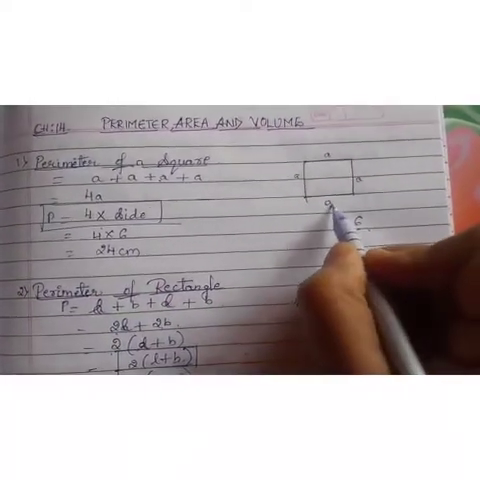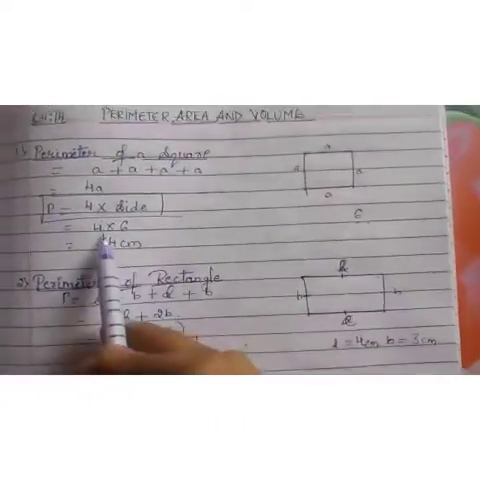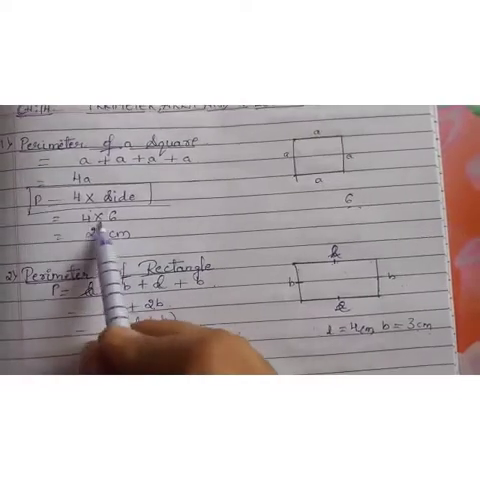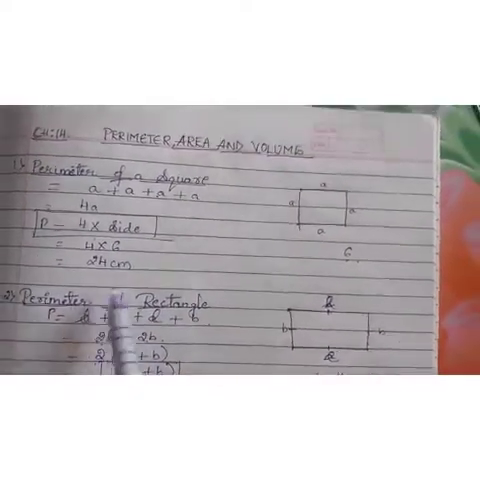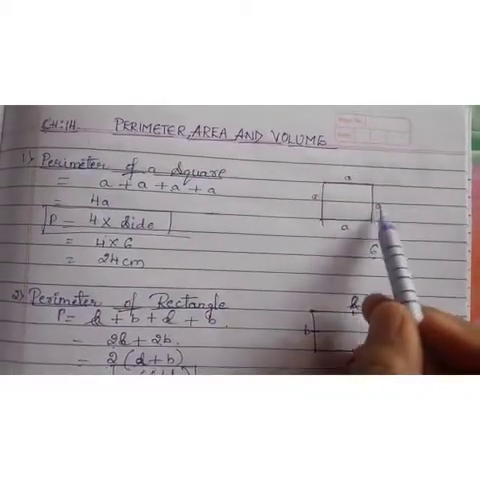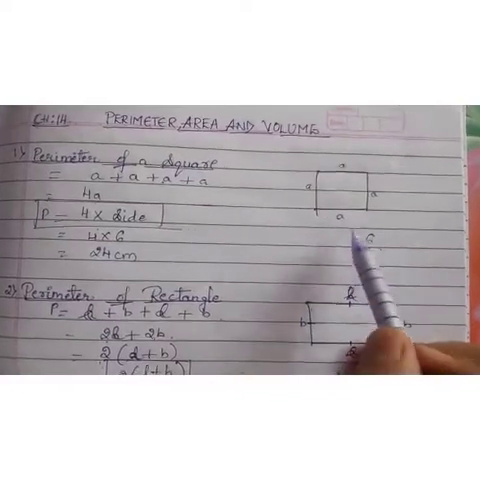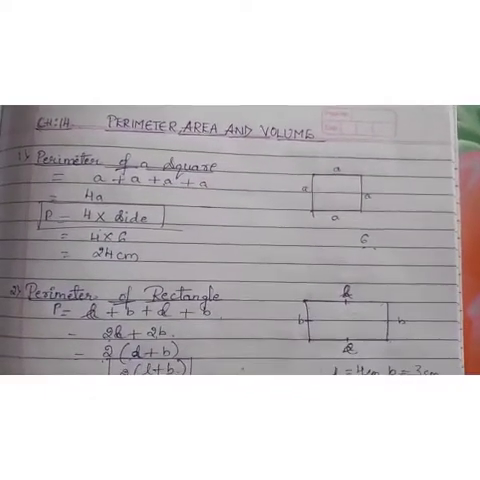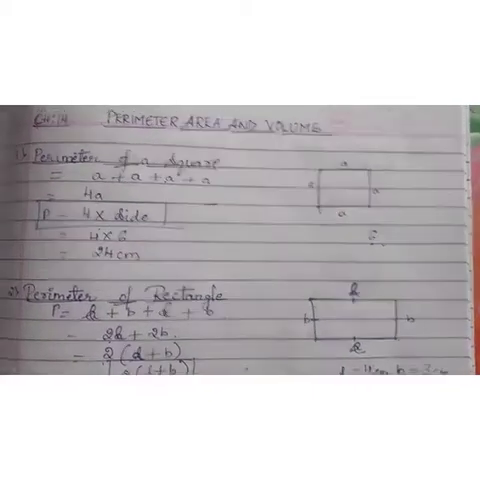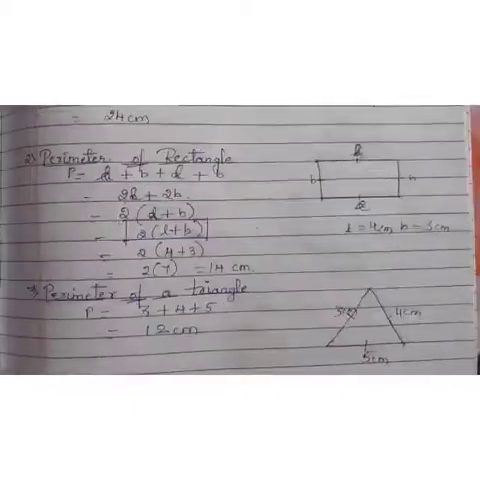Suppose if my side is 6 or 8 or any other number. So if I take 6, so 4 into 6, 4 6 are 24 centimeters. Here you can't sit on adding each of the side, isn't it? So if I give a larger number, it becomes a bit difficult for you to add, or it is taking a time. So this is a formula to find the perimeter of a square.